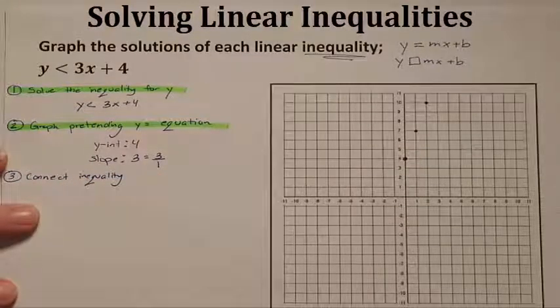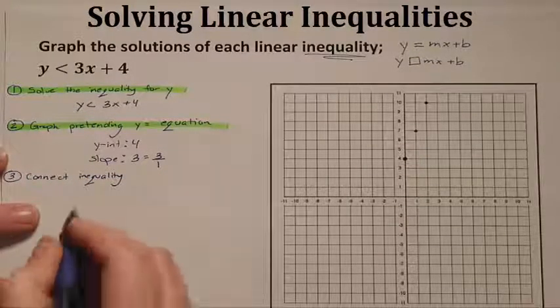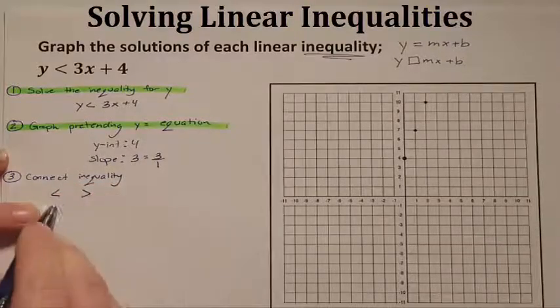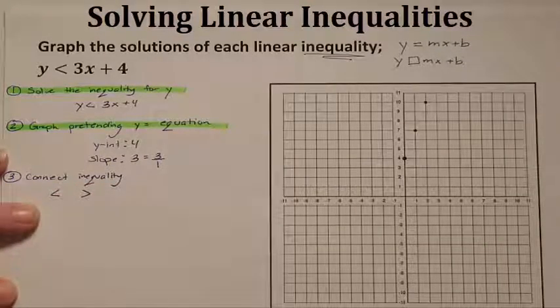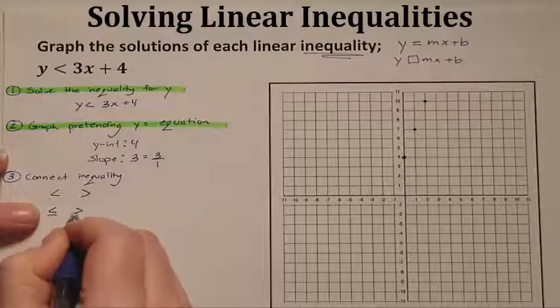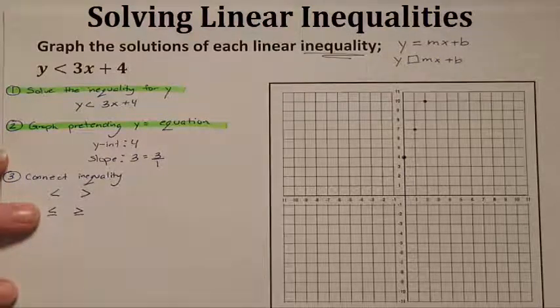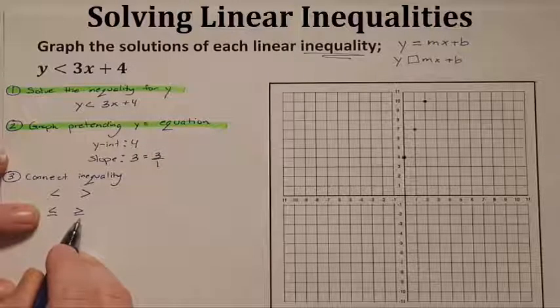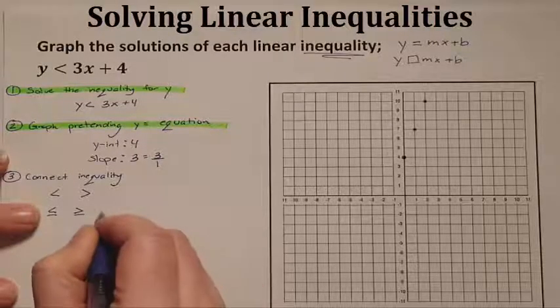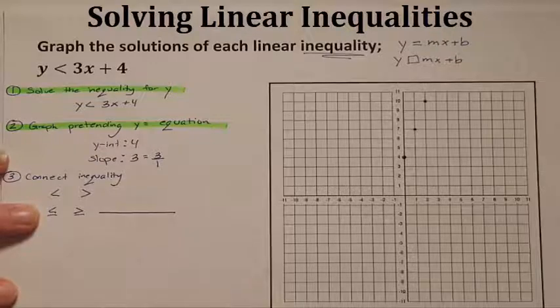So step number 3 is to connect the inequality. Now you need to be careful. We have inequality symbols that do not have an equal sign, and we have inequality symbols that do have an equal sign. If it does have an equal sign, it means that every single number on the line is an answer. So we would do a solid line because every single number on the line is an answer.